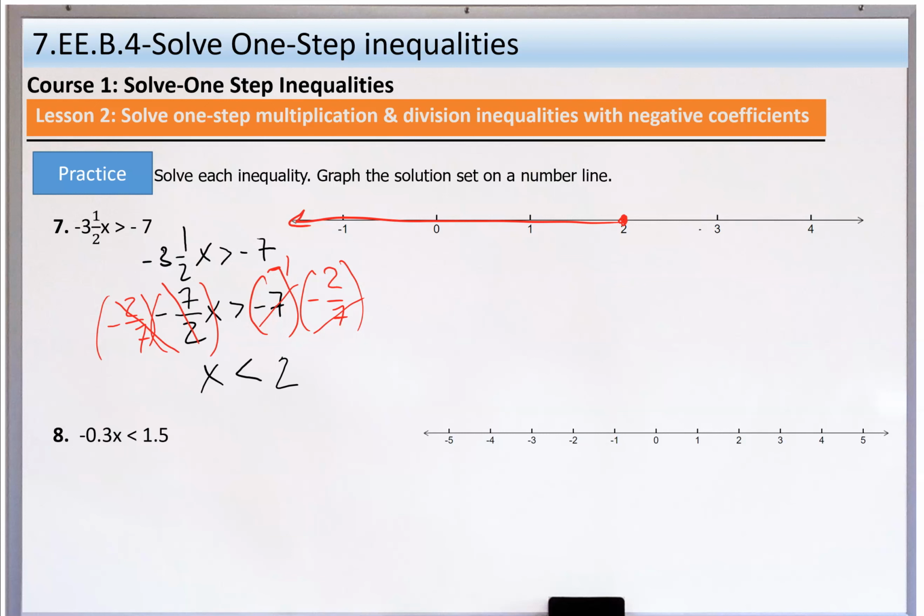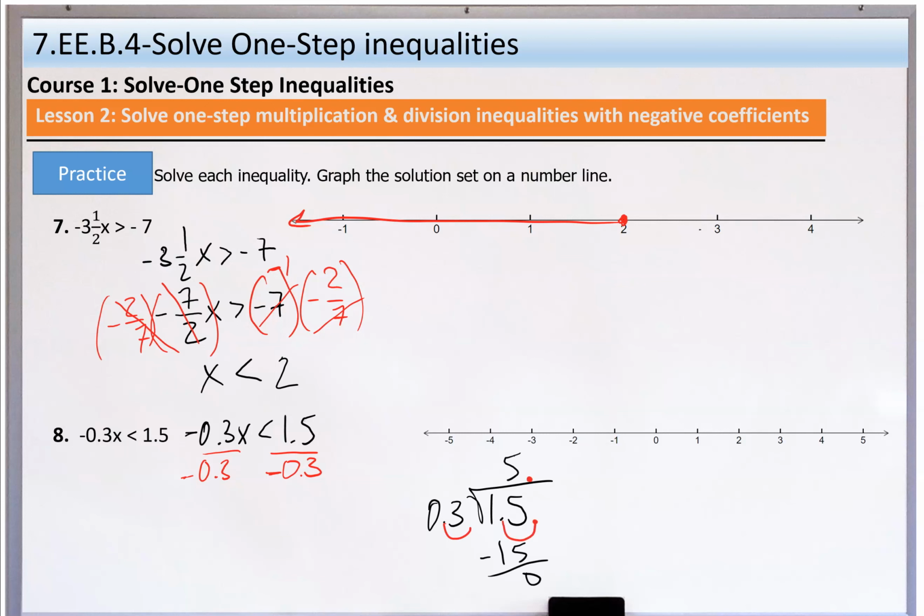And the last one, negative 3/10 is my coefficient. Divide by negative 3/10 on both sides. I can now have a decimal in my divisor, so I move it in my divisor and dividend. My answer is negative 5. But I have to invert my inequality.